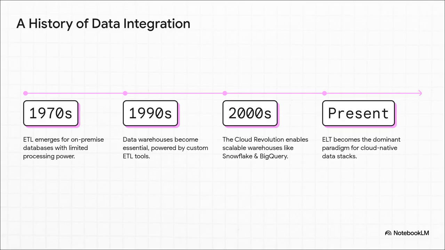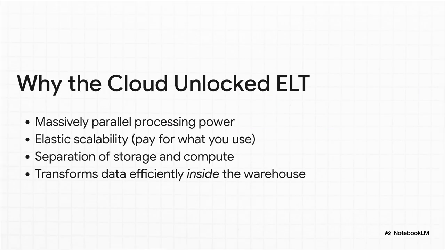You couldn't afford to waste it doing big transformations. But then in the 2000s, the cloud just exploded onto the scene. And suddenly, we had access to basically infinite, scalable power. These modern cloud warehouses, like Snowflake and BigQuery, were built for this new world. They separate storage from compute.